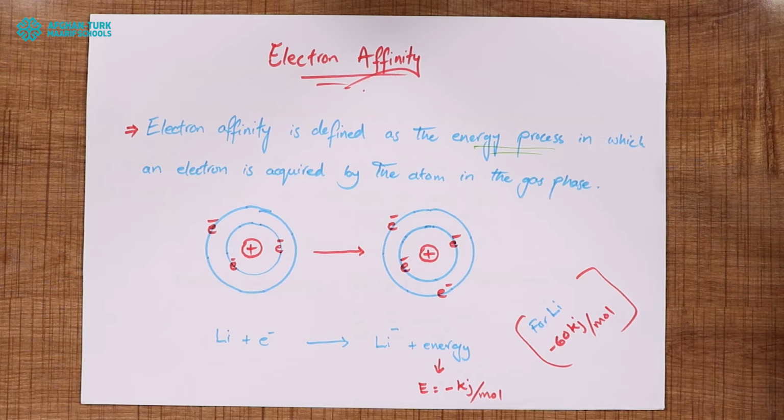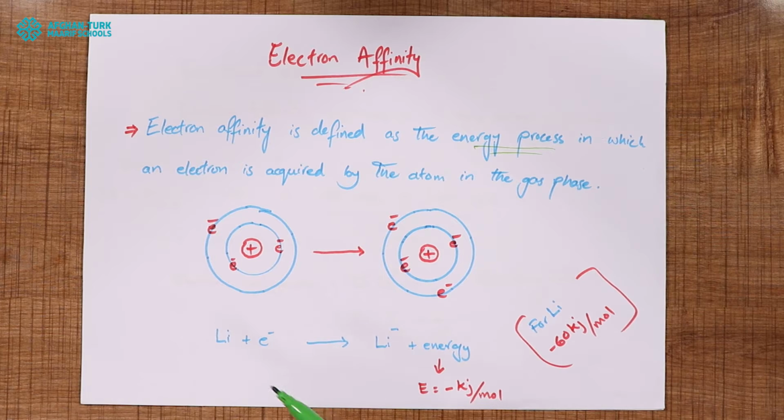And if you remember from ionization energy, I told you that in ionization energy, if you want to remove an electron from a neutral atom, we want to turn it into an ion, a positive ion. So the energy that was required is known as ionization energy. But for electron affinity, it's totally different.